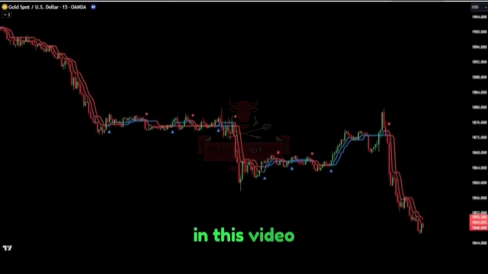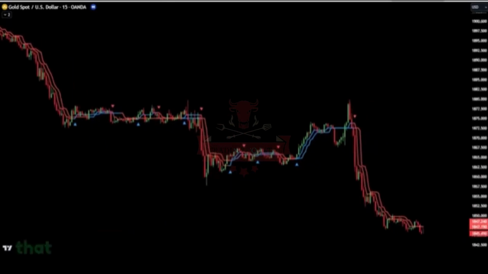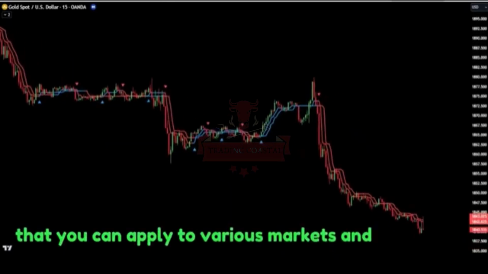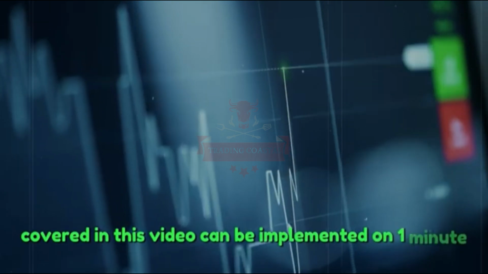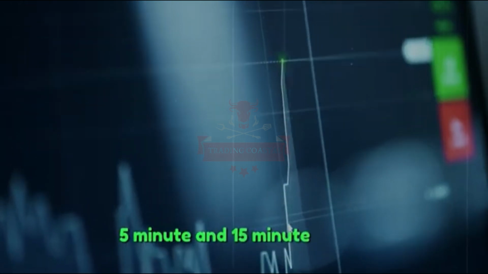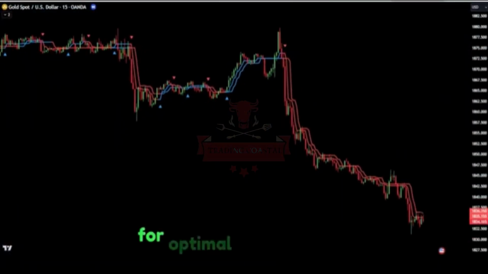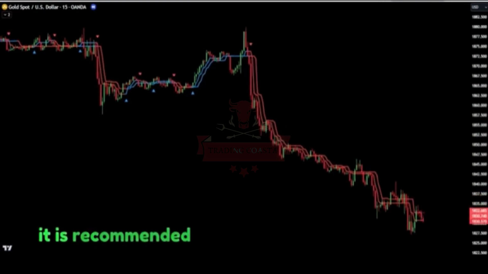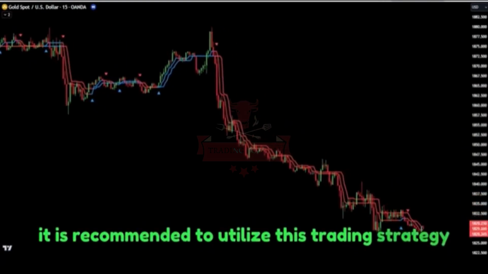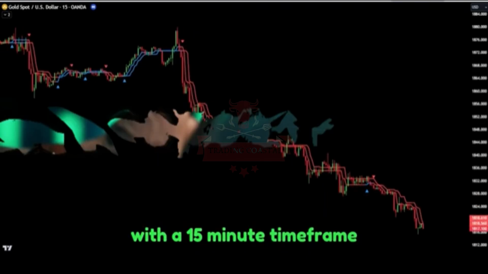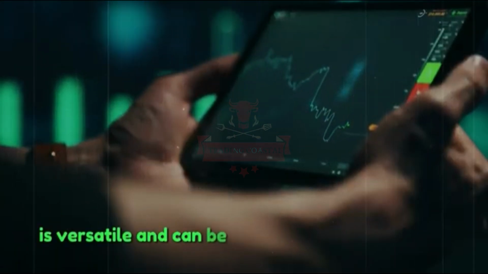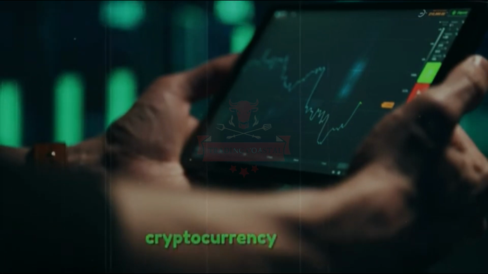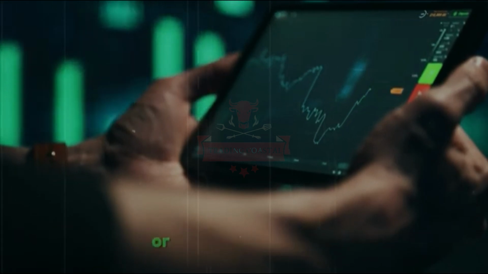In this video, we will discuss a scalping strategy that you can apply to various markets and time frames. The scalping strategy covered in this video can be implemented on 1 minute, 5 minute, and 15-minute charts. For optimal effectiveness, it is recommended to utilize this trading strategy with a 15-minute time frame. Additionally, this scalping strategy is versatile and can be employed in forex trading, cryptocurrency trading, gold trading, or other asset trading.